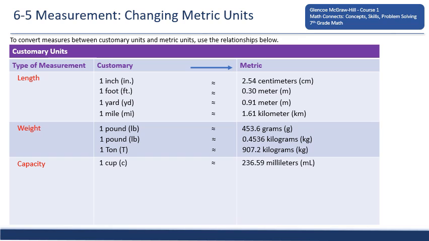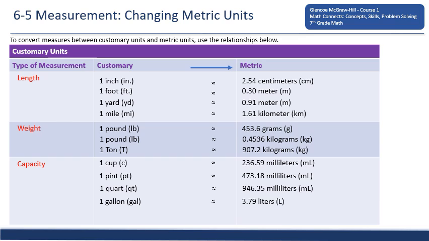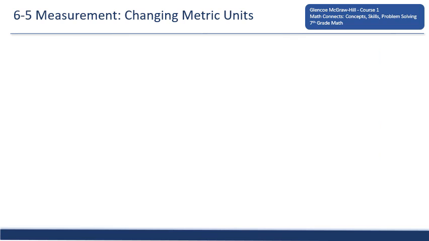Capacity, 1 cup is approximately 236.59 milliliters. 1 pint is approximately 473.18 milliliters, and 1 quart is approximately 946.35 milliliters. 1 gallon is approximately 3.79 liters.